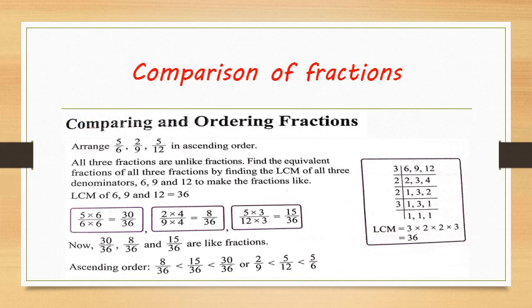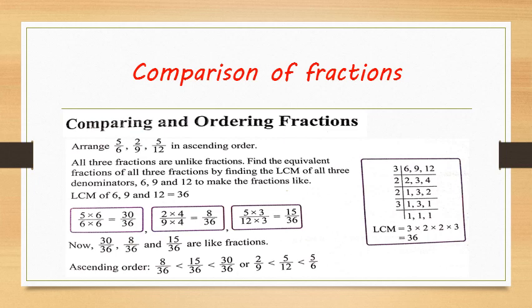Now suppose that we have two or more than two fractions, then how can we compare them, or arrange them in increasing or decreasing order, or ascending or descending order? So, comparing and ordering of fractions. As an example, we are taking 5 by 6, 2 by 9, and 5 by 12, and we have to arrange them in ascending order. All three fractions are unlike fractions. So first find the equivalent fractions of all three by finding the LCM of the denominators 6, 9 and 12 to make the fractions like.